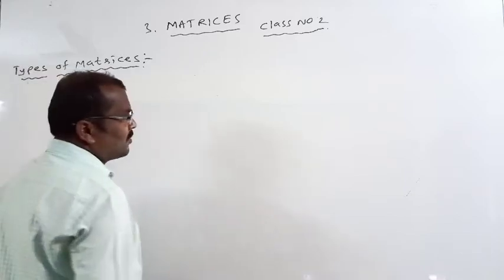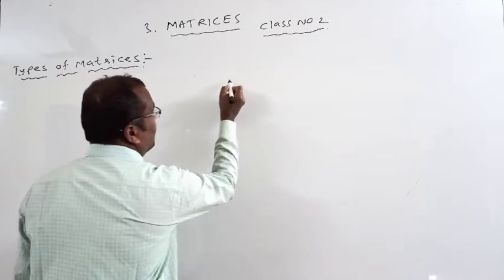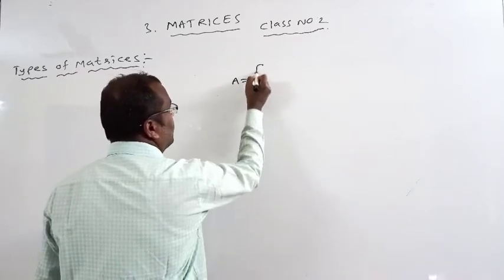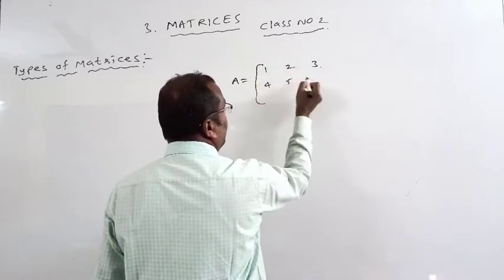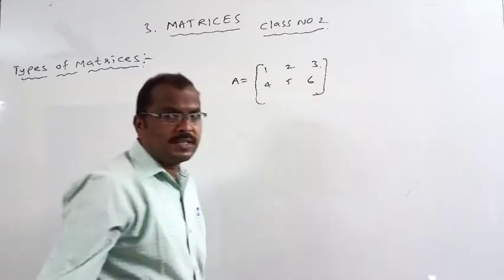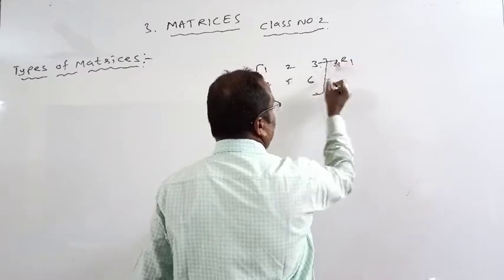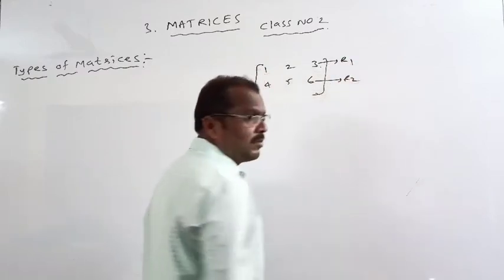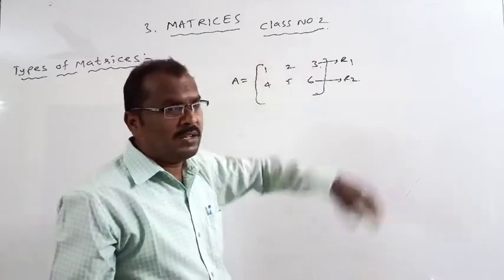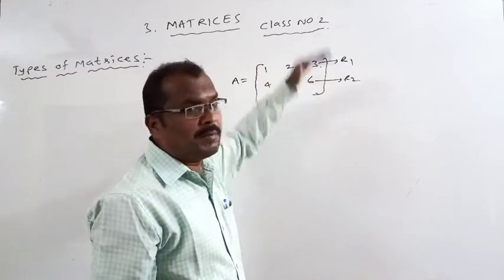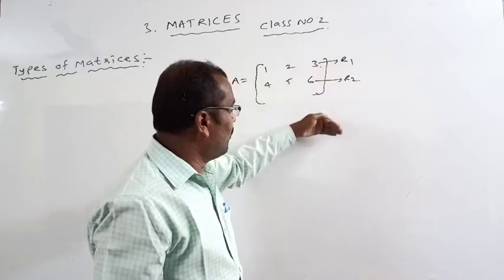First, don't write the examples, we are comparing the matrices. For example, A is equal to 1, 2, 3, 4, 5, 6. This is the given matrix. How many rows are there? This is the first row and this is the second row. Once again I am repeating, the horizontal lines are said to be rows. The rows are counted from top to bottom, like this, 1, 2, 3, 4, etc.